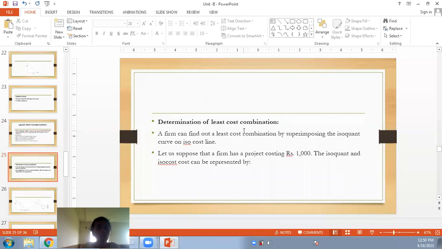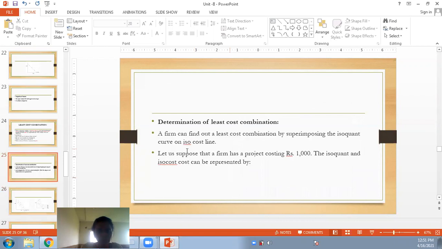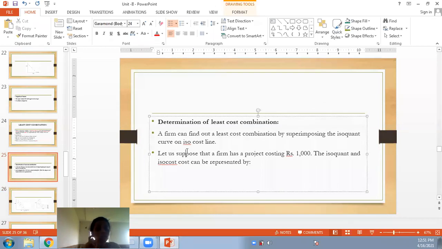Determination of least cost combination. How can we determine such a combination of two input factors? A firm can find a least cost combination by superimposing the iso-cost lines on iso-quant curves. Just now, as we said, we have two different curves here: this is iso-quant, this is iso-cost. What we will do is superimpose them, that means on the same graph we will represent both the iso-cost as well as iso-quant curves. Then we will find a combination of input factors.